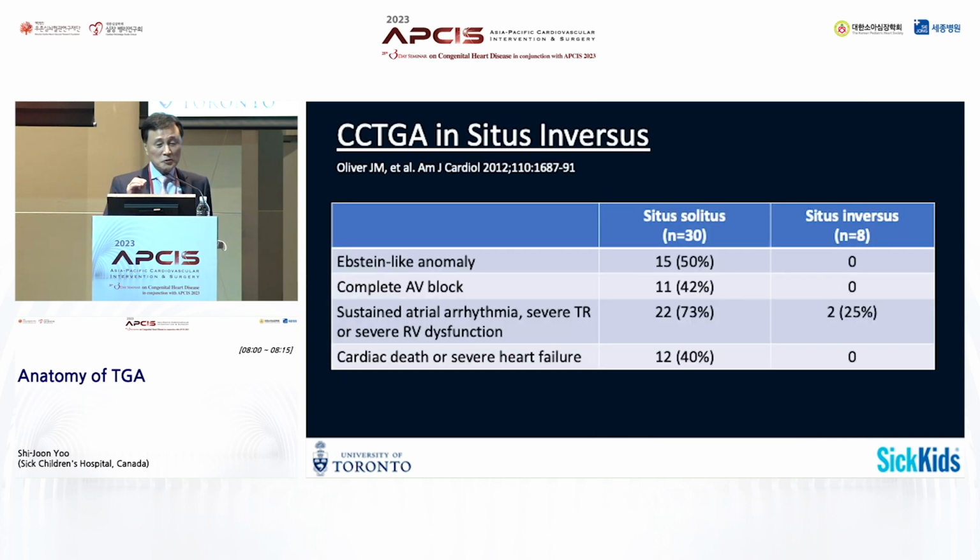Okay, so what about situs inversus? One thing you need to remember is very interesting. If your CCTGA occurs in situs solitus, you will frequently have Ebstein-like malformation, complete AV block, sustained atrial arrhythmia, severe tricuspid regurgitation, severe RV dysfunction, and cardiac death or severe failure. This is common when it occurs in situs solitus. However, if it occurs in situs inversus, much less. Very interestingly, the conduction axis is known to follow the usual inverted pattern instead of an anterolateral node.